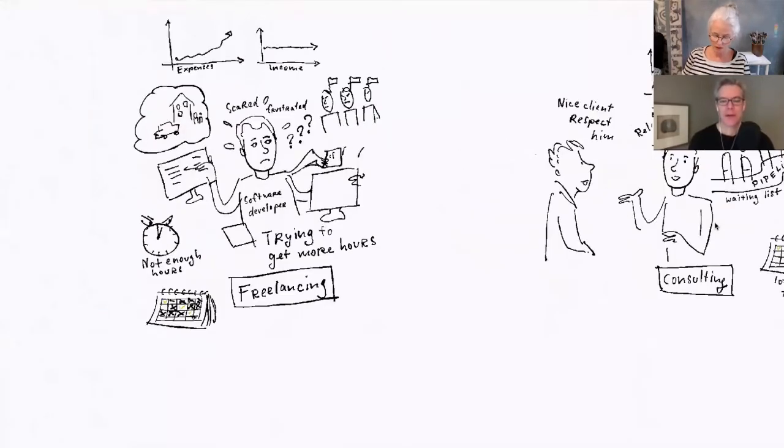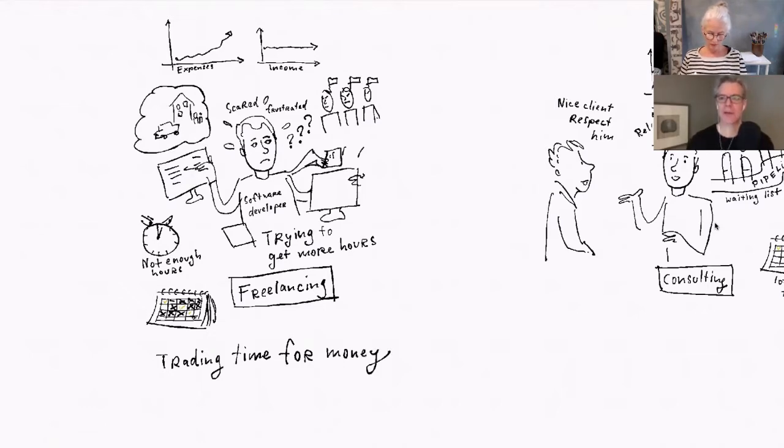Well, it's trading time for money, so they're in the hourly trap. It's a trap, the hamster wheel, the feast-famine cycle. They're always working in their business. They're never working on their business because they don't have time to. They have to bill more hours. Every hour they spend working on their business feels like they're losing money.